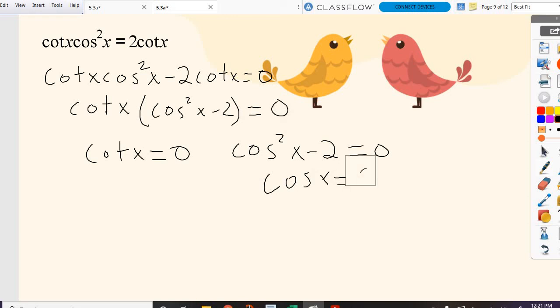Add 2 and then take the square root, but what do we have to add? Plus or minus. Good. And then basically we're just going to solve. So remember that cotangent is cosine over sine. And in order for something to equal 0, which one, my numerator or my denominator, has to be 0?